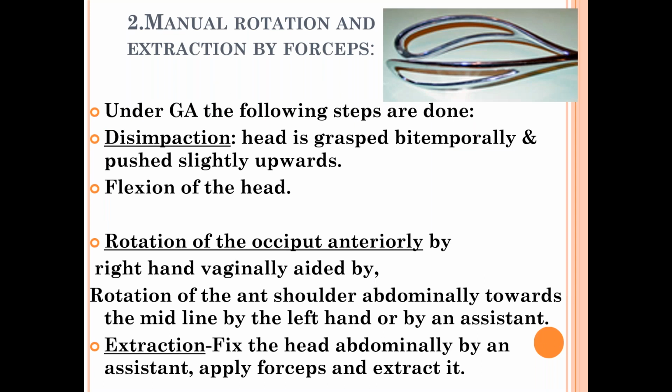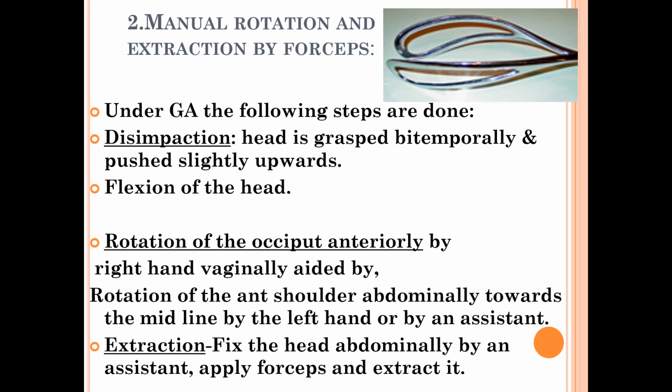Previously, manual rotation had a role in deep transverse arrest, but nowadays there is no role because nobody believes in this manipulation of the uterus; there are more chances of uterine rupture and complications, and there is a lack of expertise with manual rotation. The old gynecologists who are expert in manual rotation can even go for manipulation or extraction by the forceps, but in modern obstetrics for a deep transverse arrest, we go for lower segment caesarean section rather than manual rotation.